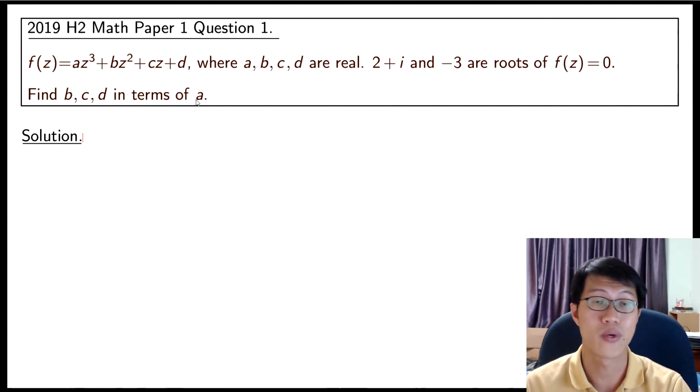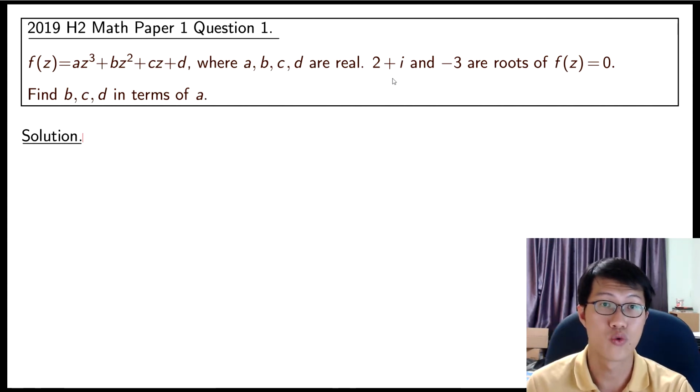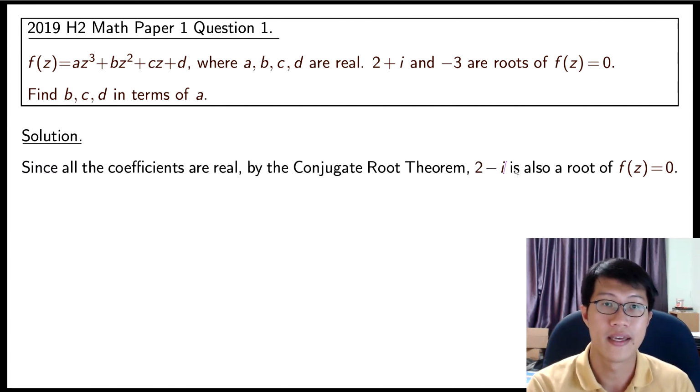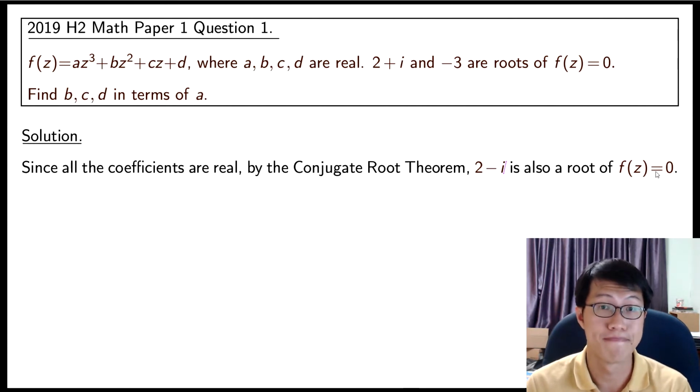To tackle this question, our first observation is that all the coefficients of this cubic equation are real. Hence, we can apply what we have learned, in particular the conjugate root theorem. So given that 2 plus i is a root of this equation, the conjugate 2 minus i will be a root of the equation as well. So let's write that down in our solution. Since all the coefficients are real, by the conjugate root theorem, we made the observation that 2 minus i is also a root of this equation.